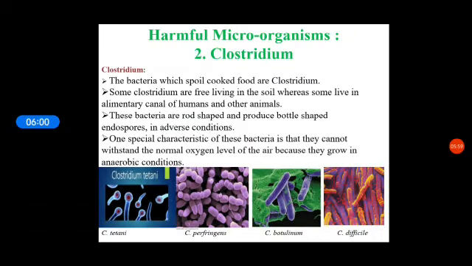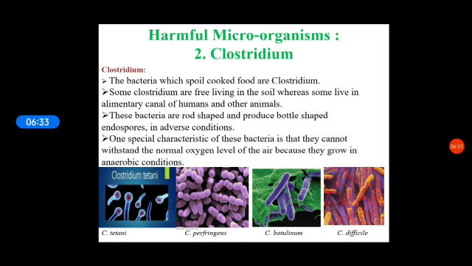The second harmful microorganism is Clostridia. The bacteria which spoil cooked and canned food are Clostridium. Some Clostridium are free living in the soil, whereas some live in the alimentary canal of humans and other animals too. These bacteria are rod shaped and produce bottle shaped endospores in adverse conditions. Adverse conditions means the conditions which are not suitable for growth.